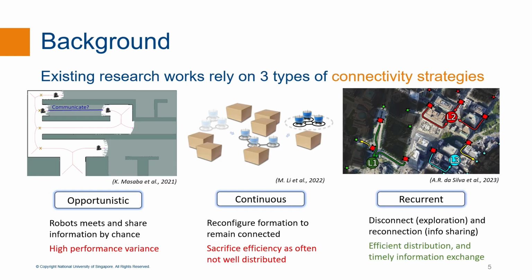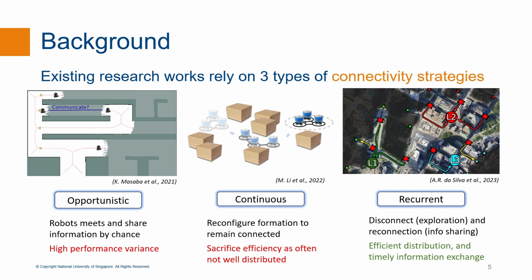We summarize the existing research work into 3 types of connectivity strategies. First, opportunistic connectivity, where robots meet and share information purely by chance. However, this introduces high-performance variance. Secondly, continuous connectivity, where robots continuously reconfigure their formation to remain connected while they explore the unknown environment. However, this sacrifices efficiency as robots are often not well distributed.